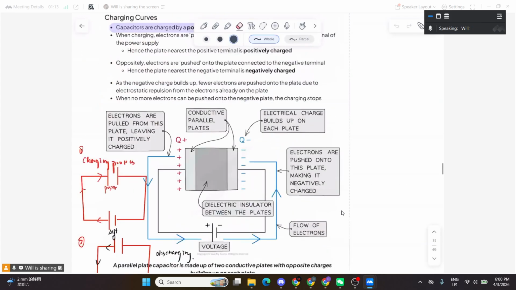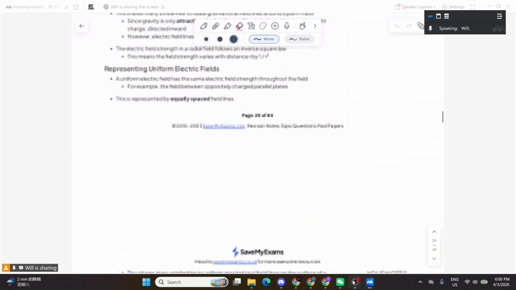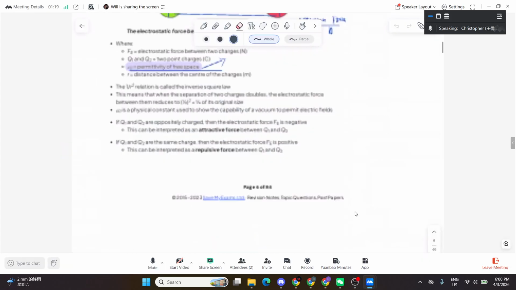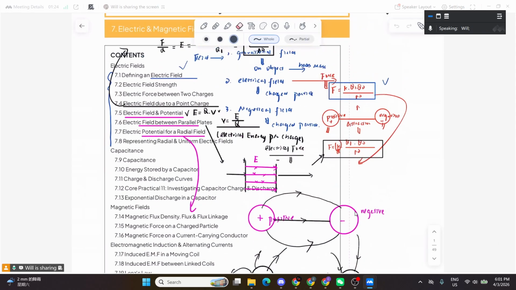Let's review the last two lessons. Look at the syllabus and let's take a quick review. In the first lesson we talked about the electrical field, right? And in the second lesson we talked about capacitance. So, what is capacitance? Remember, what is capacitance?